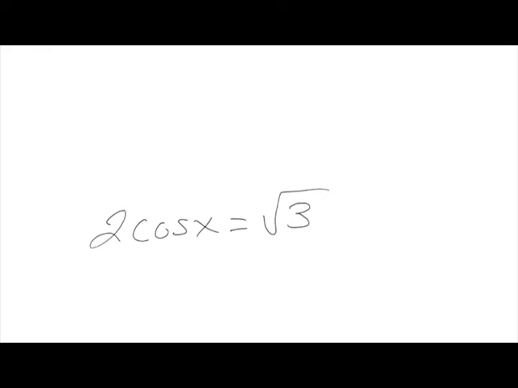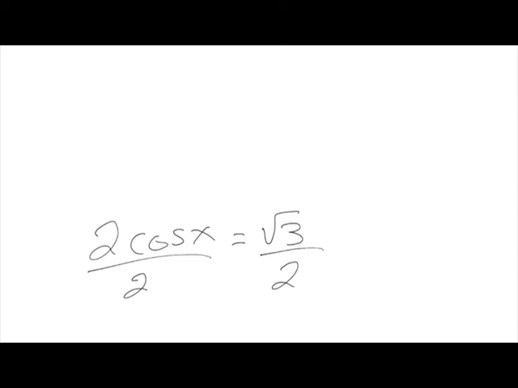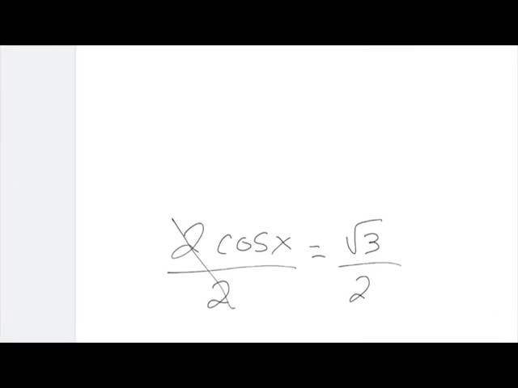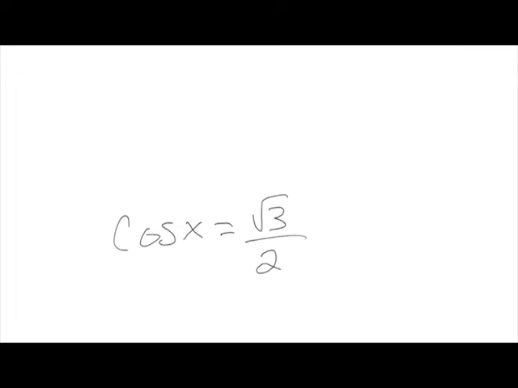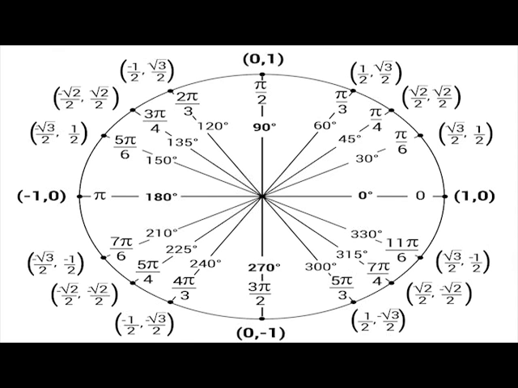But remember, we need cosine of x by itself. So what we need to do is divide 2 cosine x by 2 and the square root of 3 by 2. Both 2's will end up canceling out, leaving us with cosine x equals the square root of 3 over 2. Now we need to pull up our unit circle.